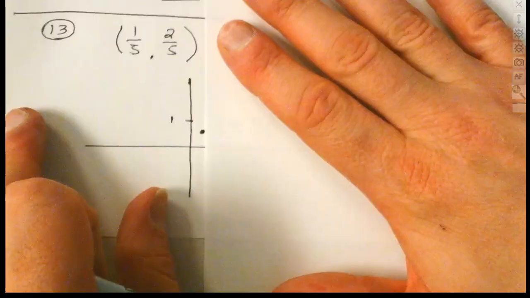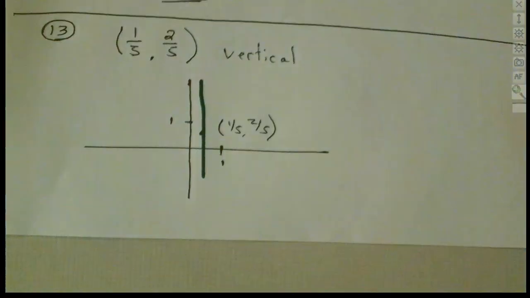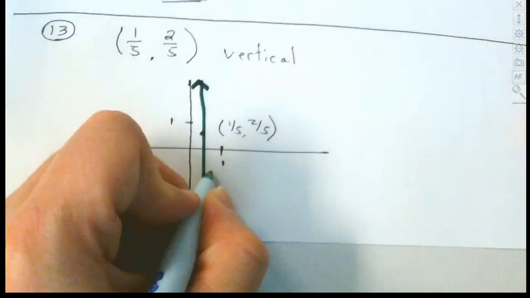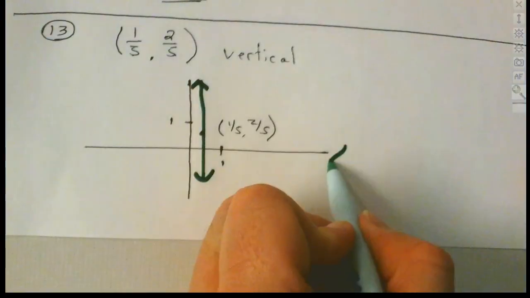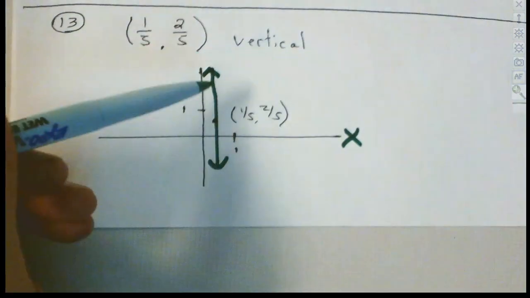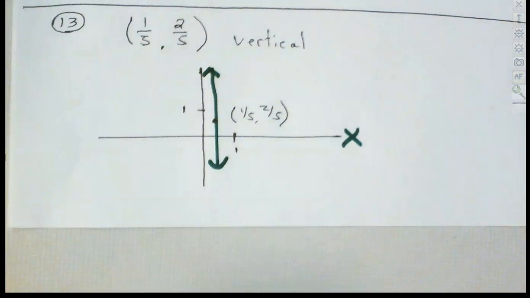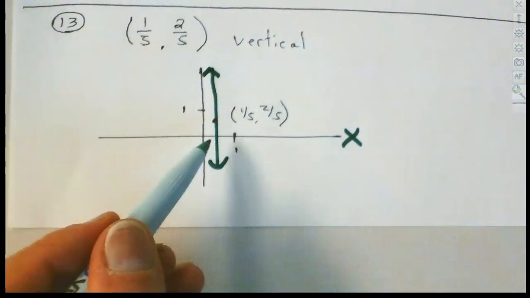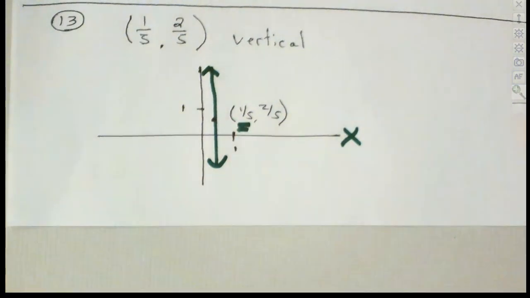Let's draw this vertical line here so we can visually see what our answer is going to be. There's our vertical line. Now remember, this is your x-axis here. Does this vertical line ever touch the y-axis over here? No. What does it do? It touches the x-axis. Where does it touch the x-axis? 1/5. So what would your answer then be?